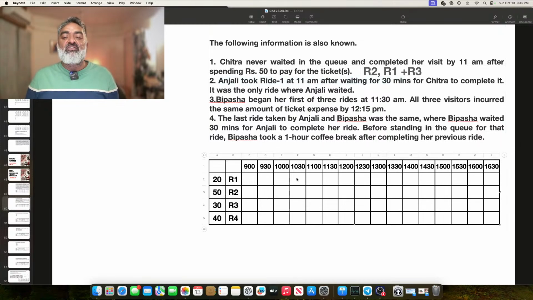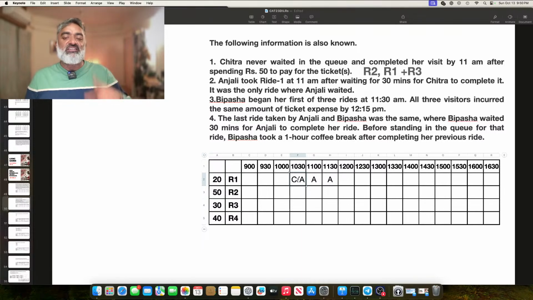Okay. So, ride 1 at 11 a.m. Anjali starts. That means at 11:30 because 11 to 12 she'll be in the ride. So, 11 and 11:30 slots she has entered the ride and she's occupying the ride. 12 o'clock she's not there, so I am not writing that down, right? You might have a different notation, but the story will remain the same. But she waited half an hour. Why would you have to wait? Because somebody is already in the ride. And it says 30 minutes for Chitra to complete it. So I know Chitra was already in the ride.